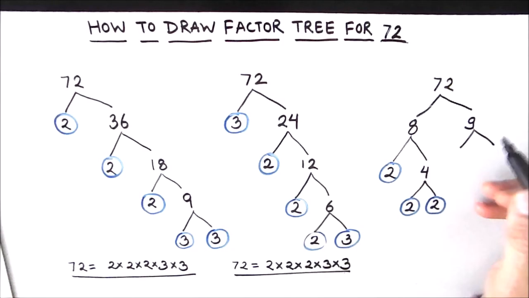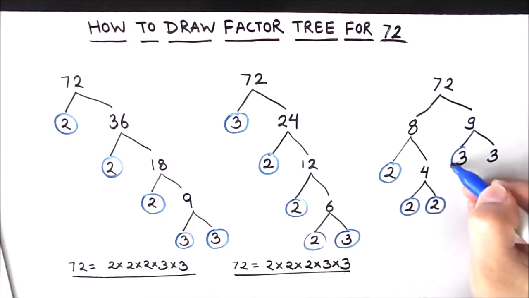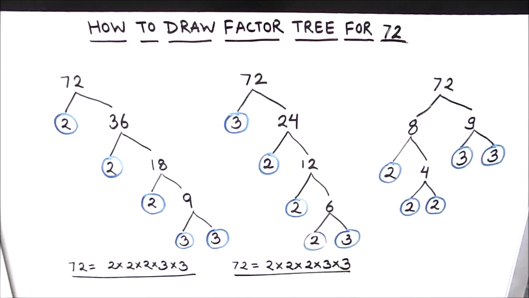9 can be broken down into two factors, which are 3 and 3. And as both the numbers are prime numbers, we are going to circle 3. So now we have all the prime numbers in the lower level of the tree. So our tree is complete. And the factors for 72 are 2 times 2 times 2 times 3 times 3. These are all the prime factors of 72. So this is how we can make different factor trees for the same number.